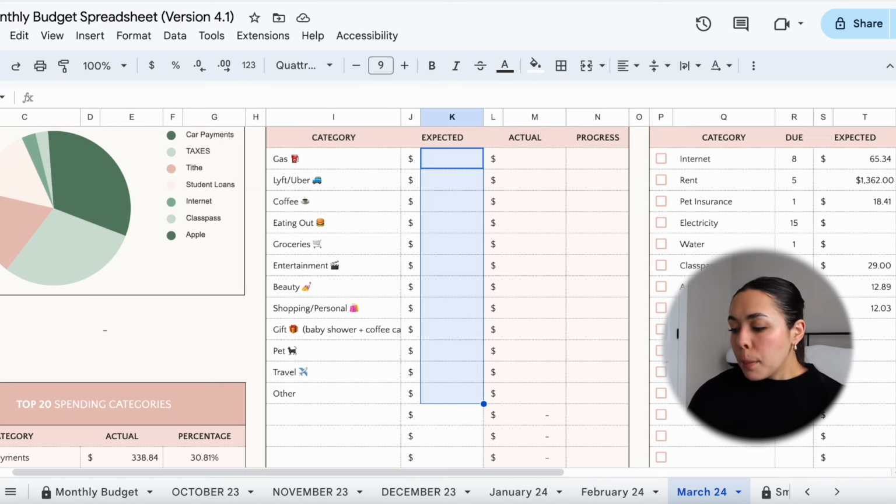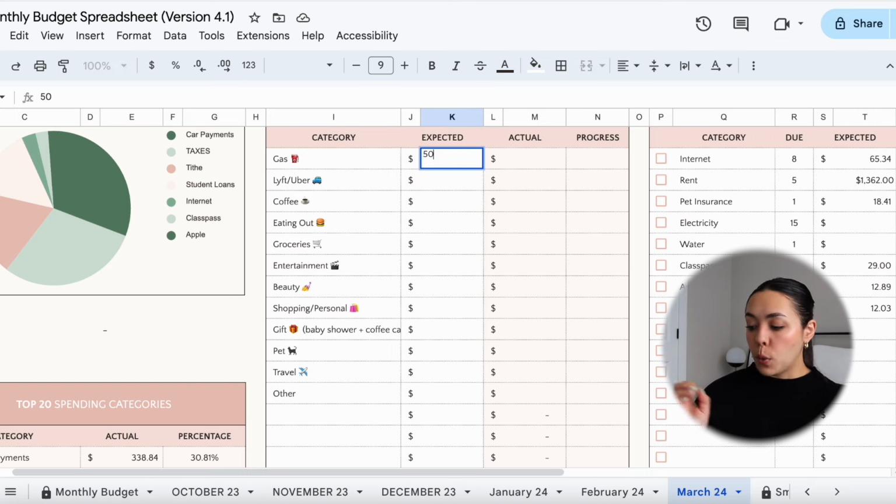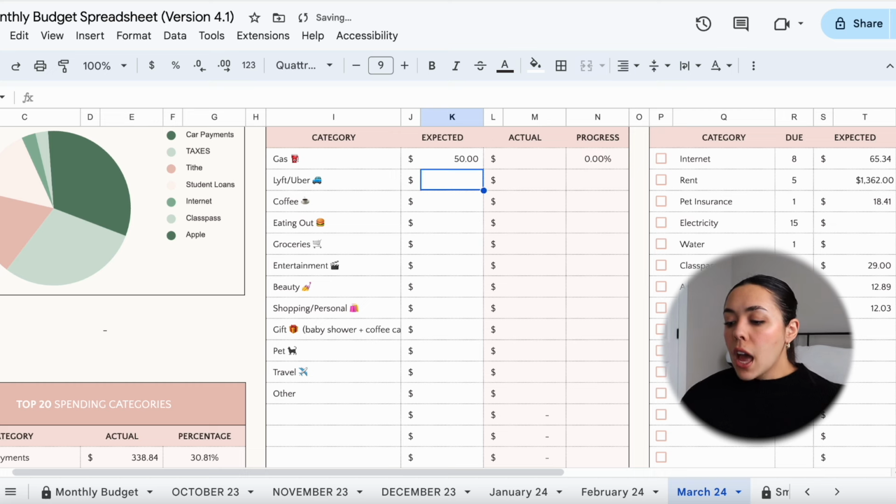So for gas, I think that budget of $60 was really good. I may actually even do $50 because I'm going to be away for like 2 weeks out of the month. Lyft and Uber, I'm going to put $30. No, I'm going to say $20.